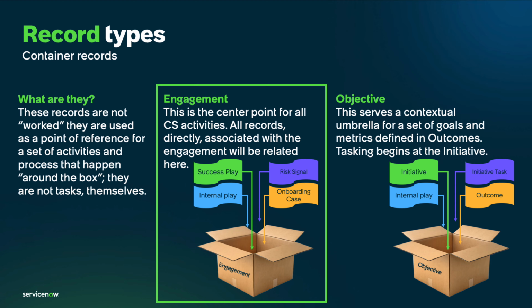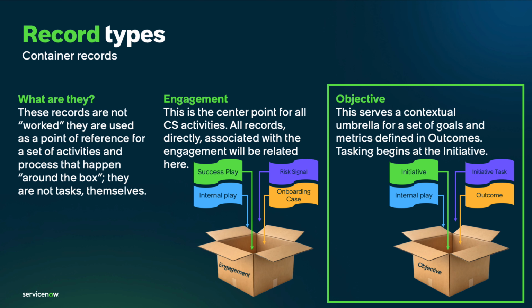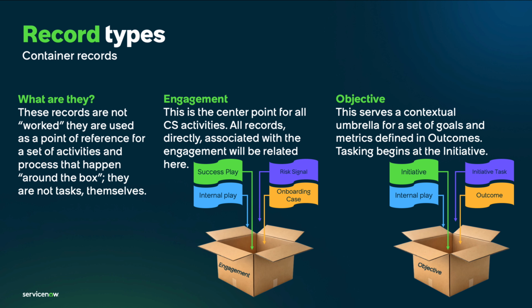The engagement record is the center point for everything in customer success. Every record tied to a given customer relationship rolls up here. The objective acts as a contextual umbrella for a set of goals and metrics. Think of the objective as the "what are we working toward?" The tasking actually starts below in the initiative record.